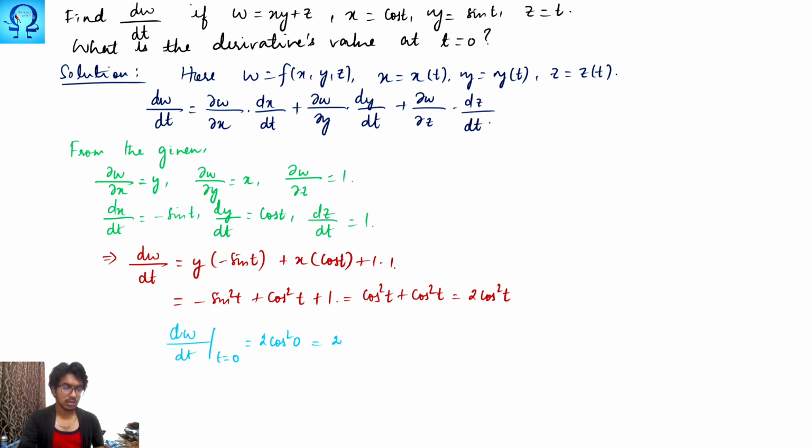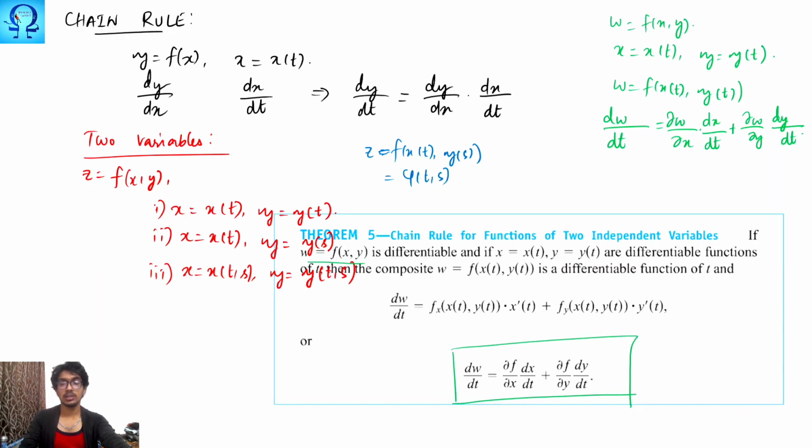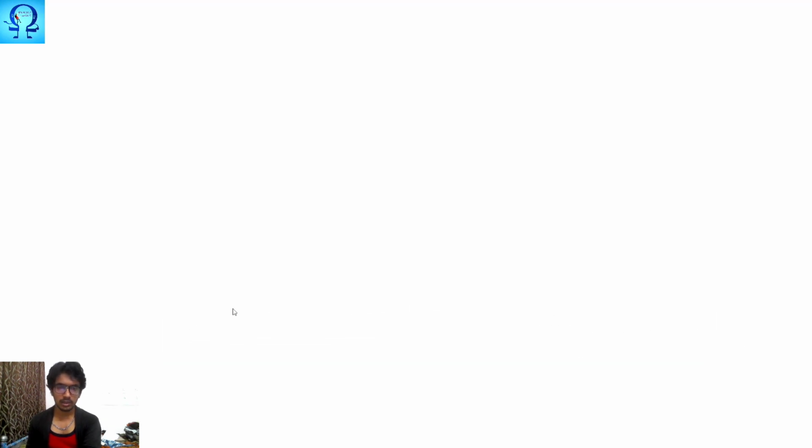So I have spoken about the third case, right? When your x is a function of two variables and y is also a function of two variables. In this case, what are you going to get? Okay, that is the thing that we are going to see now.